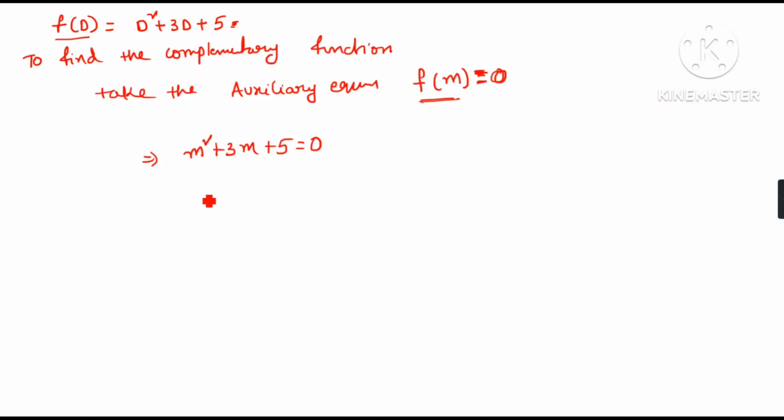Now find the roots of this equation. We get the m values. This is a second order equation, or quadratic equation. For a quadratic equation, how many roots may we get? 2 roots. If it is cubic, then we get 3 roots. If it is m power 4, then we get 4 roots. So the number of roots depends on this equation. Here this is a second order equation, so we will get 2 roots.